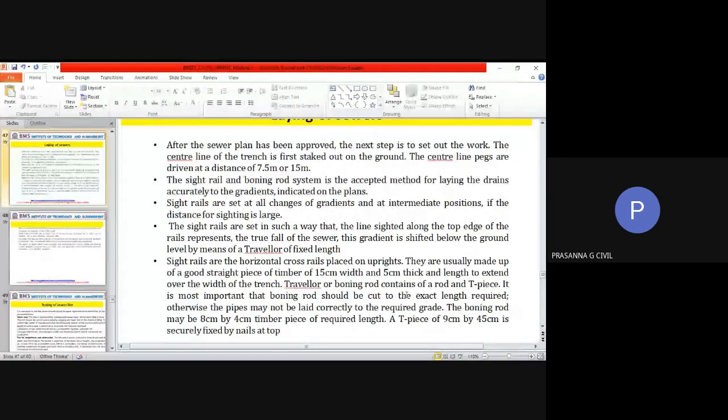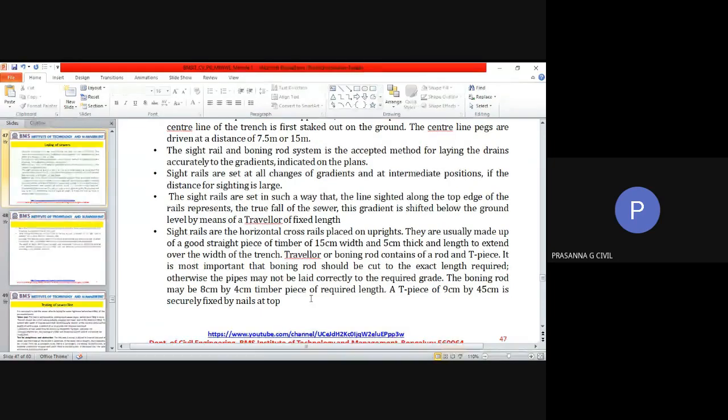The traveler or boning rod consists of a rod and a T-piece. The T-piece is the bottom. So a small T-piece which we call a shoe can be inserted into the trench and it will touch the bottom of the invert of the sewer. And the vertical rod is the one that lets you fix the depth of the trench. It is also important that the boning rod should be cut to the exact length required. Otherwise, the pipes may not be laid correctly to the required gradient. This is the size that is normally used for a boning rod.